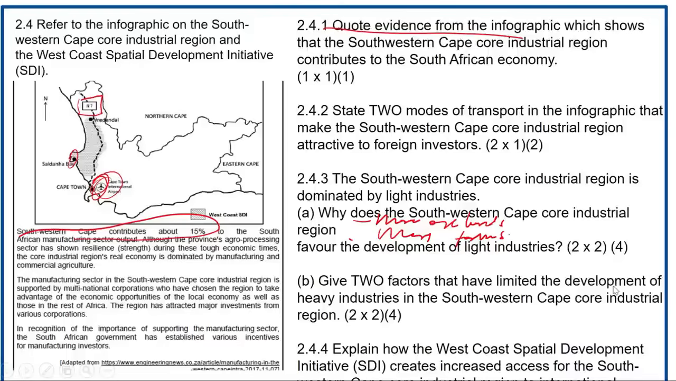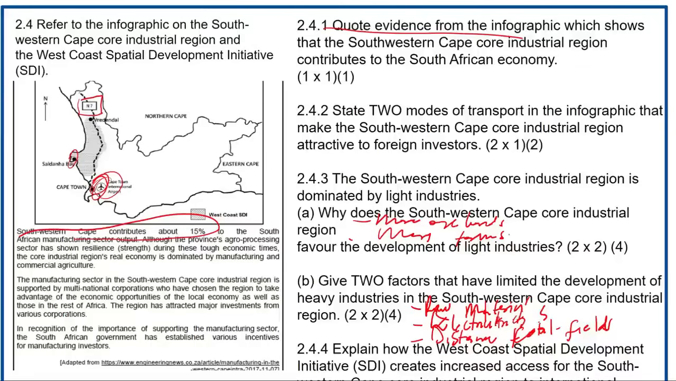Give two factors that have limited the development of heavy industries. Number one, there is a shortage of raw material. We have already answered this question while we were talking about that. There is a shortage of raw material here, electricity also, and the distance from the coal fields. Distance from the coal fields makes electricity expensive.